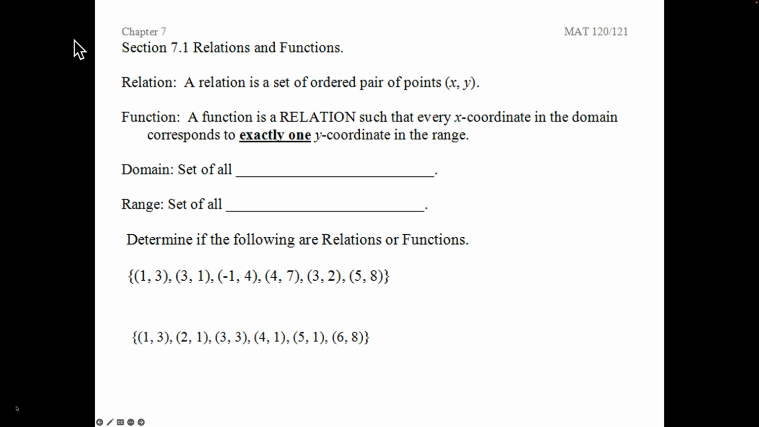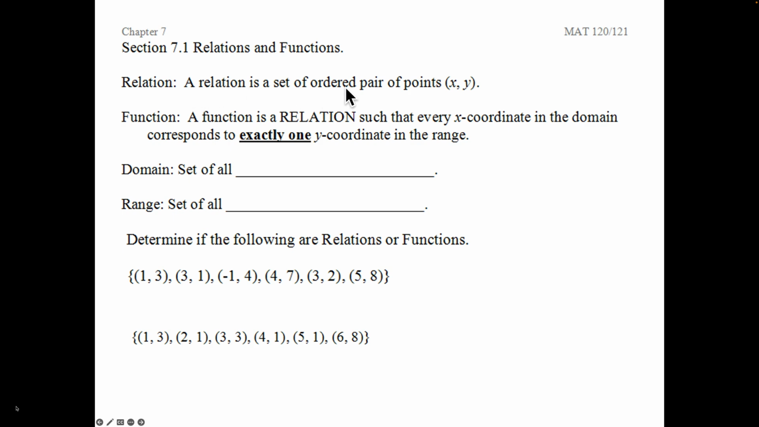7.1 talking about relations and functions. And if you recall back in chapter 6, I talked about that rational expression, capital R of x. So we're finally going to get to experience that notation here. So first things first, we're going to talk about a relation.